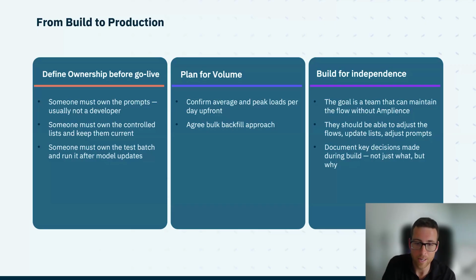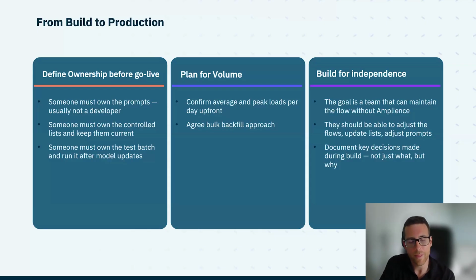That might not necessarily be a developer. It might be the product copywriter because they know what instruction they need to give it to generate the right outputs. You've then got the controlled list that might influence the product copy. So again, that's probably going to be another business user responsible for managing that type of information separately.